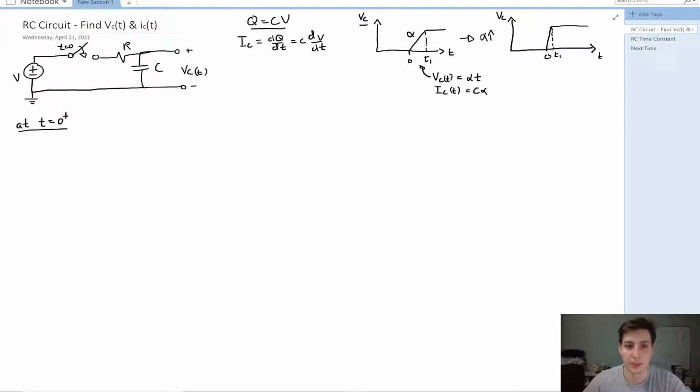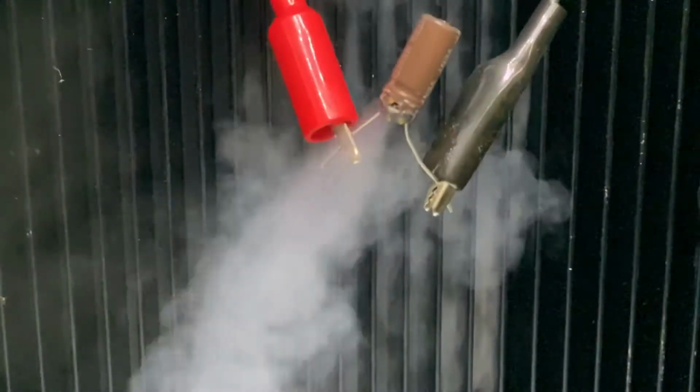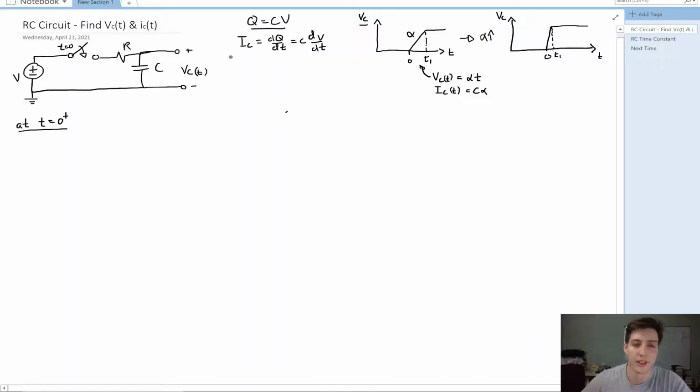Last time we looked at capacitors, what they do, and the displacement current going through them. Also what happens if you put reverse voltage on a polarized cap. Don't do that.